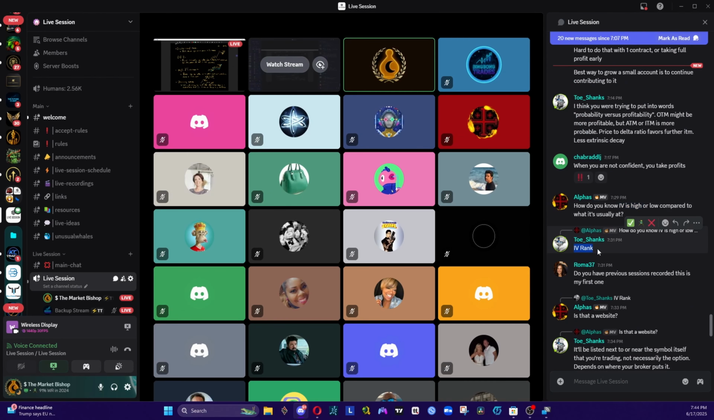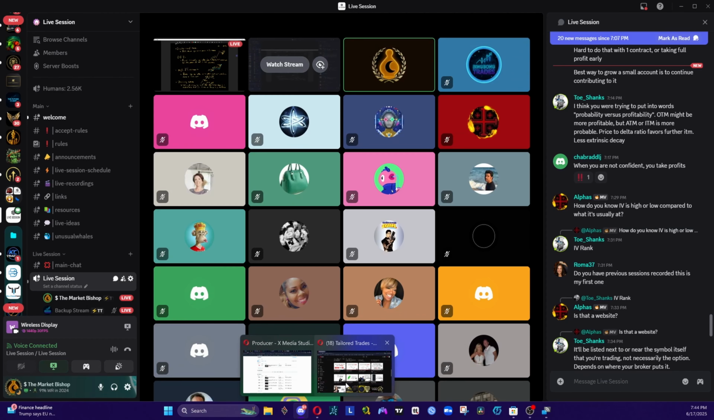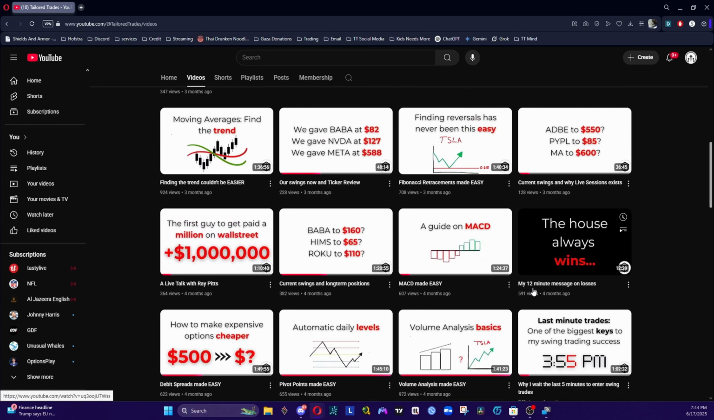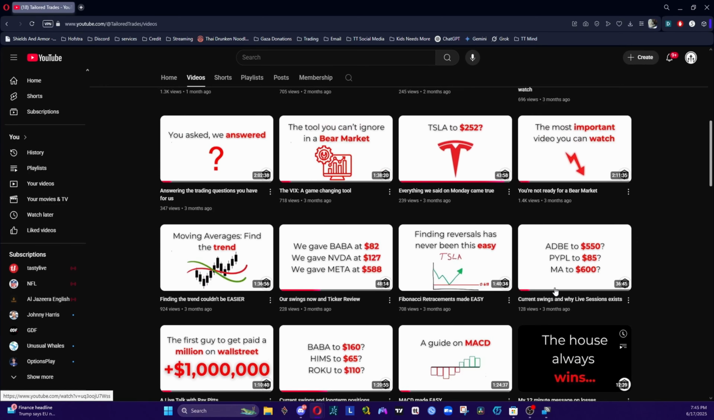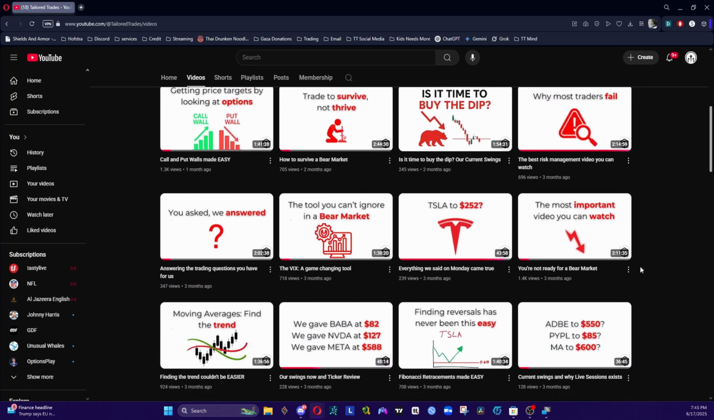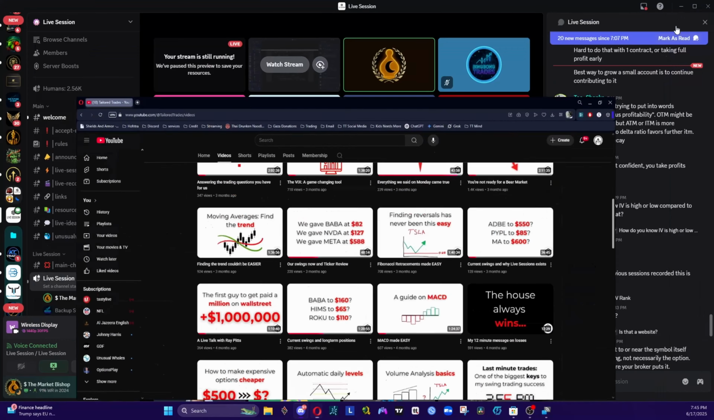So IV rank is one thing, and IV percentile is the next. There are two things you could look at, and depending on the broker you use, it would show it or it won't. Thinkorswim, which I've always highly advocated for, shows the important data regarding that. If you use Tastytrade, that shows IV rank and IV percentile. So yeah, watch that video. Just trying to see if I posted anything related to it, but yeah, it's just that video.